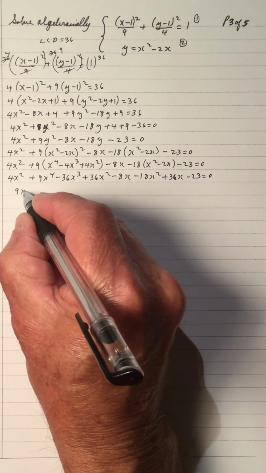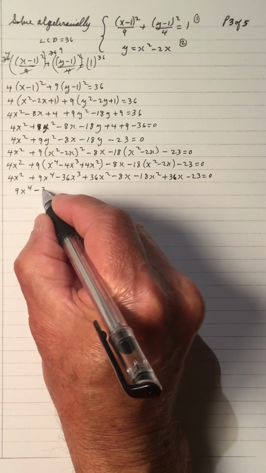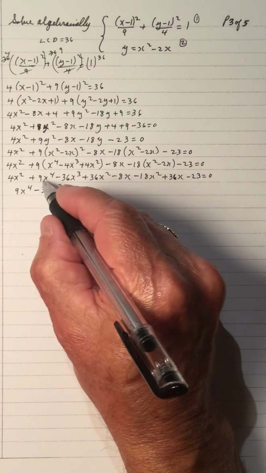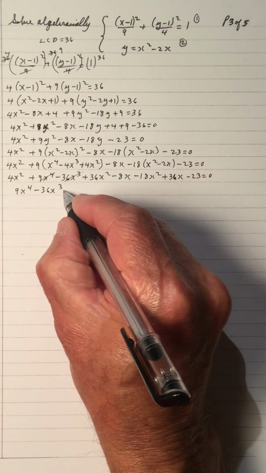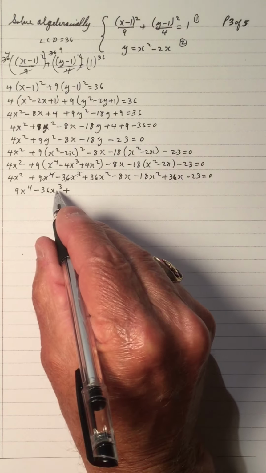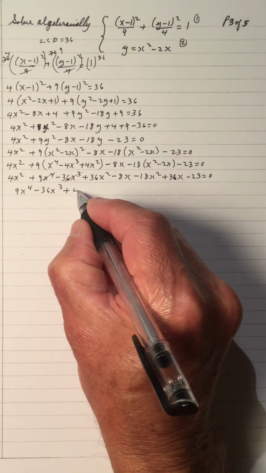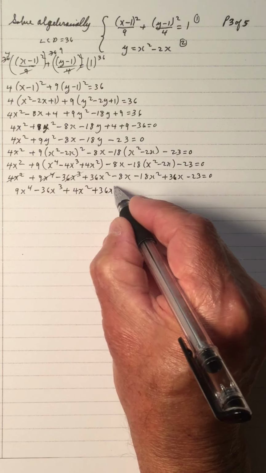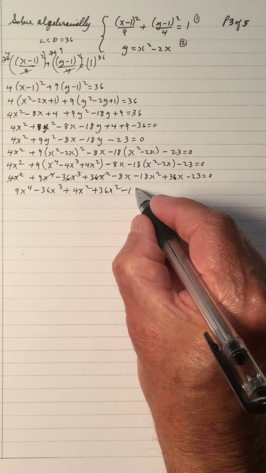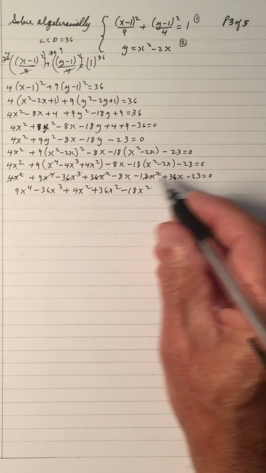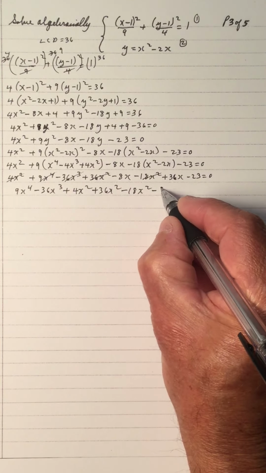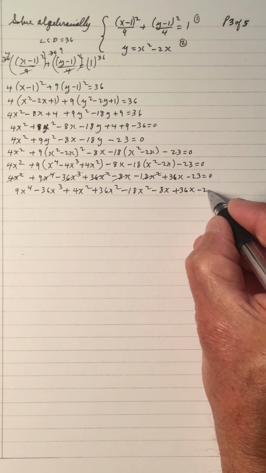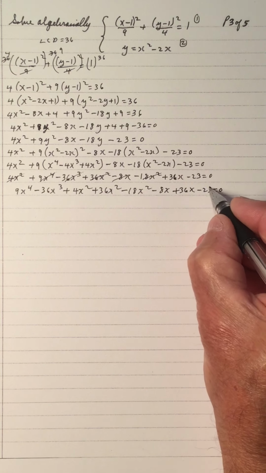I have a 9x to the fourth. I have a minus 36x cubed. And do we have any more x cubed? They're gone. Now I do the squares. So I got 4x squared plus 36x squared minus 18x squared. No more extra. Now I'll put the x's in: minus 8x plus 36x minus 23 equals 0.